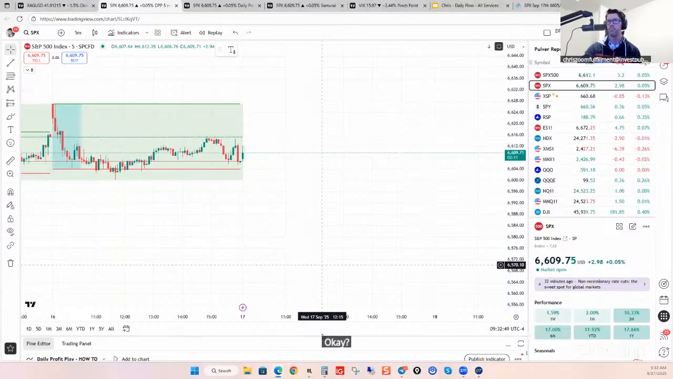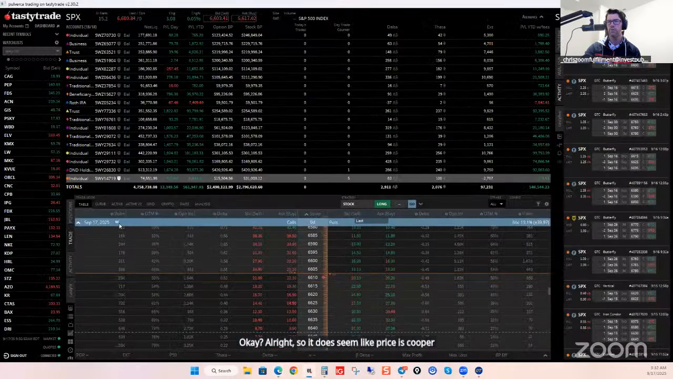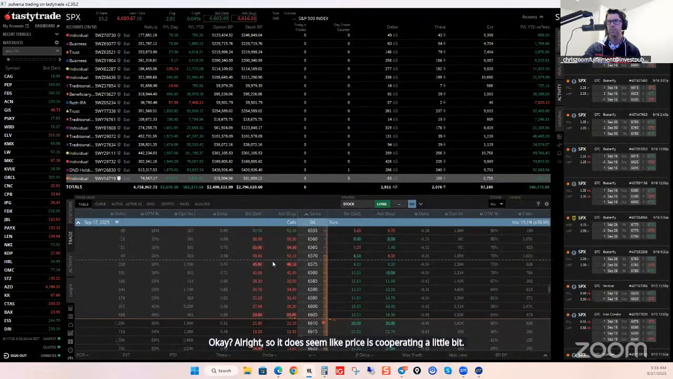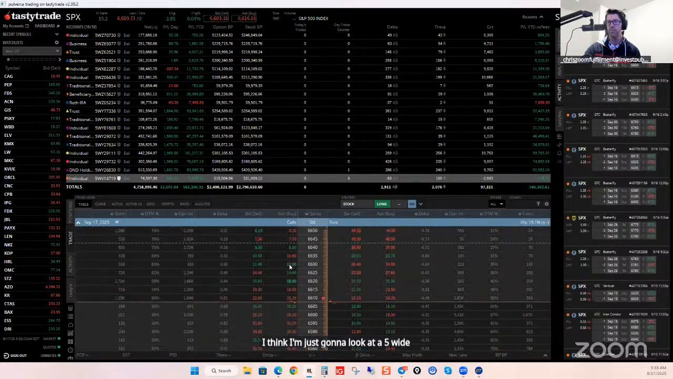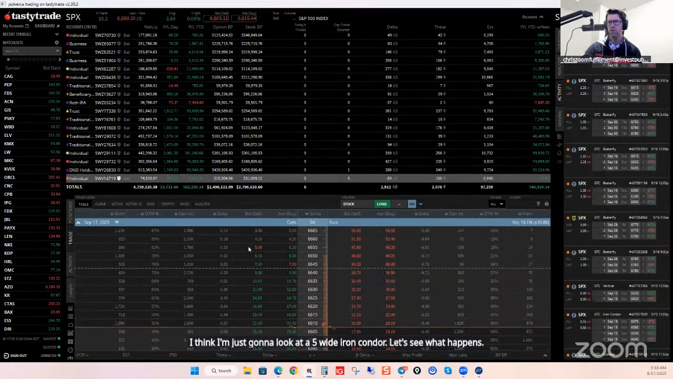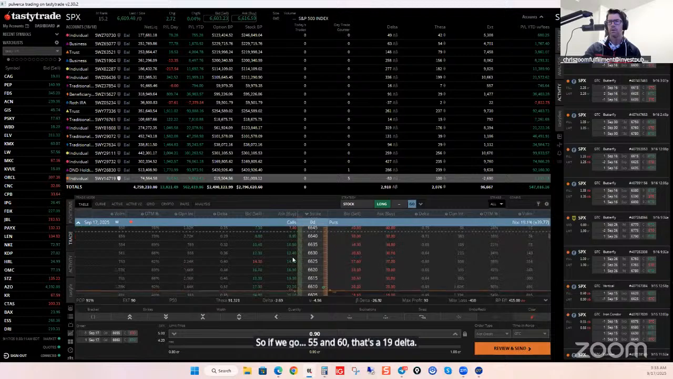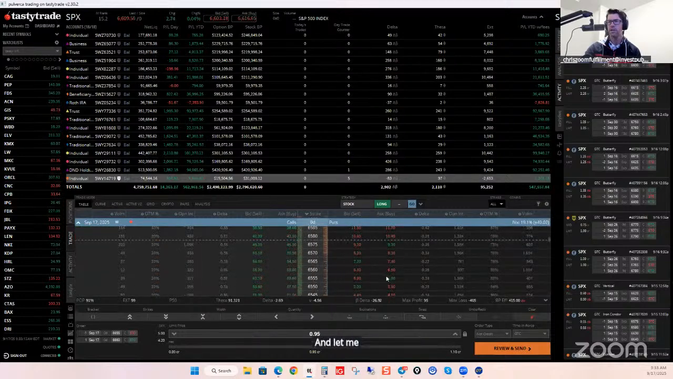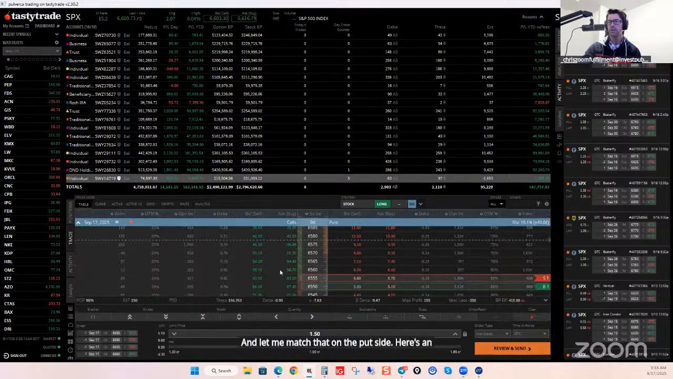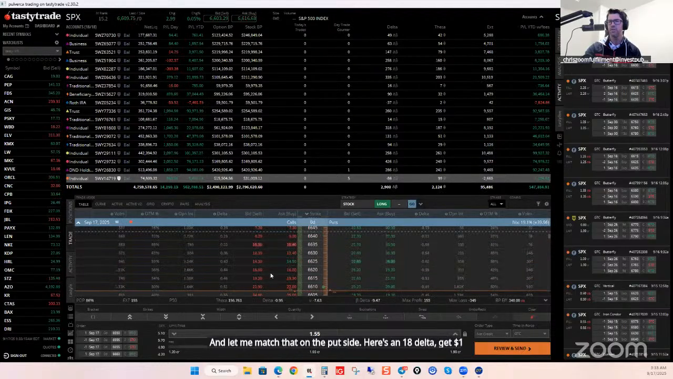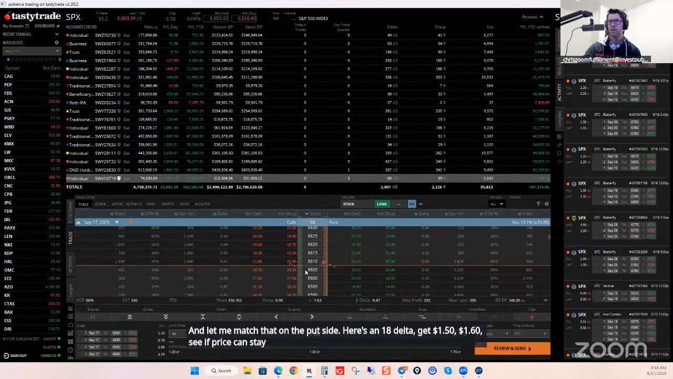All right, so it does seem like price is cooperating a little bit. I think I'm just going to look at a 5 wide iron condor. Let's see what happens. If we go 55 and 60, that's a 19 delta. And let me match that on the put side. Here's an 18 delta, 50 and 60. See if price can stay inside here for a while.